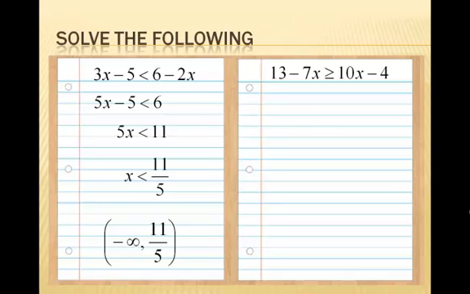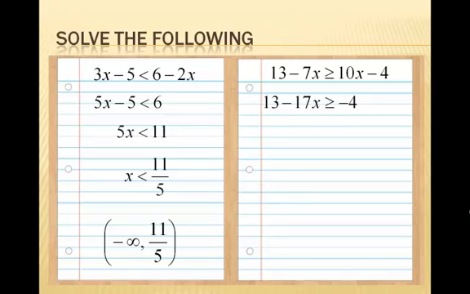Now let's give the second example a try. This one is 13 minus 7x is greater than or equal to 10x minus 4. And you'll notice with this one again that I have two x's that I need to get together. Well, in order to get them together, I'm going to subtract 10x from both sides. This will leave me with 13 minus 17x is greater than or equal to negative 4.